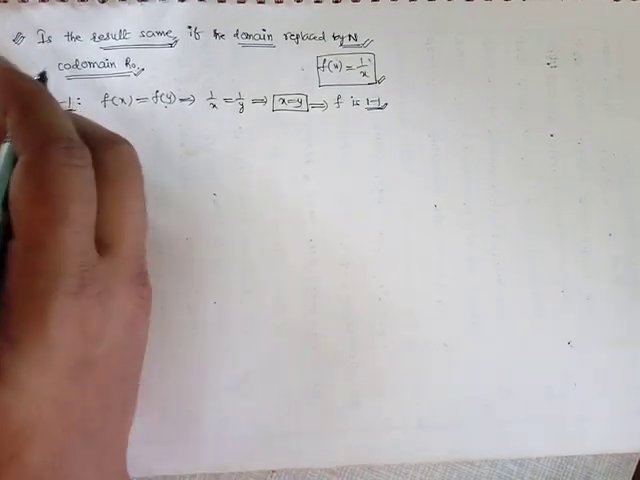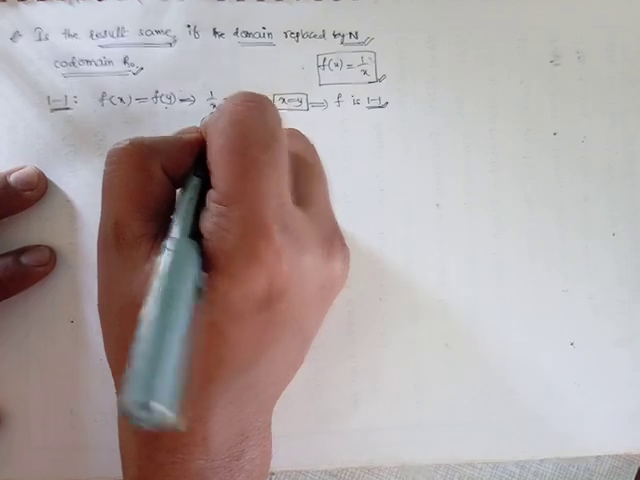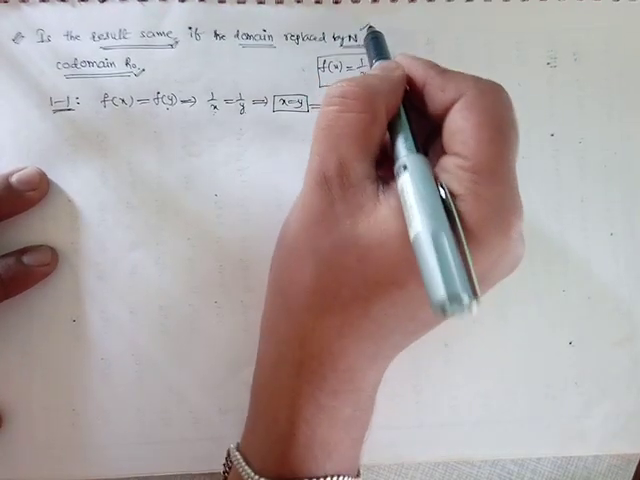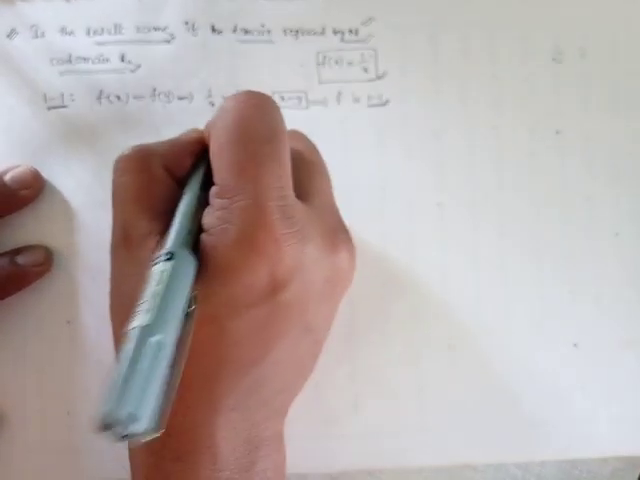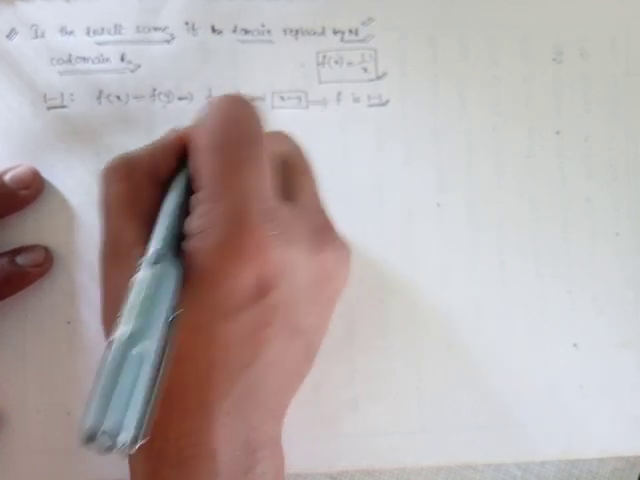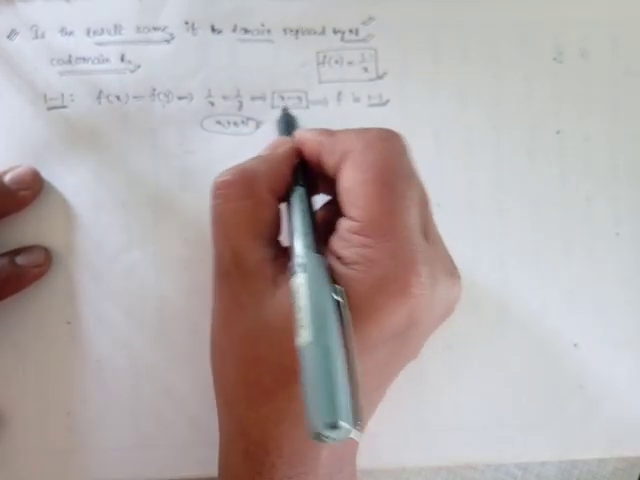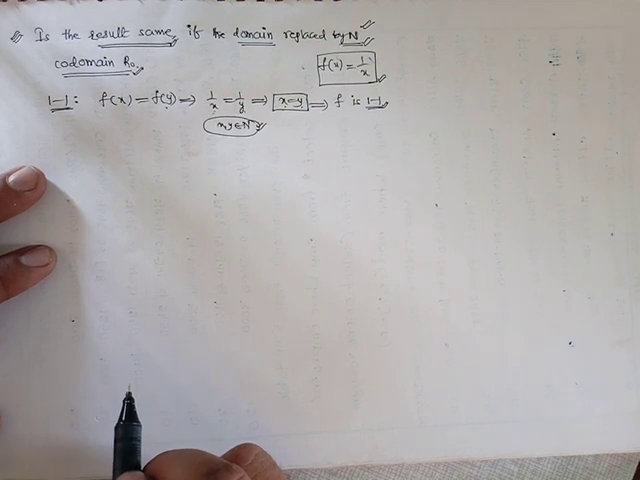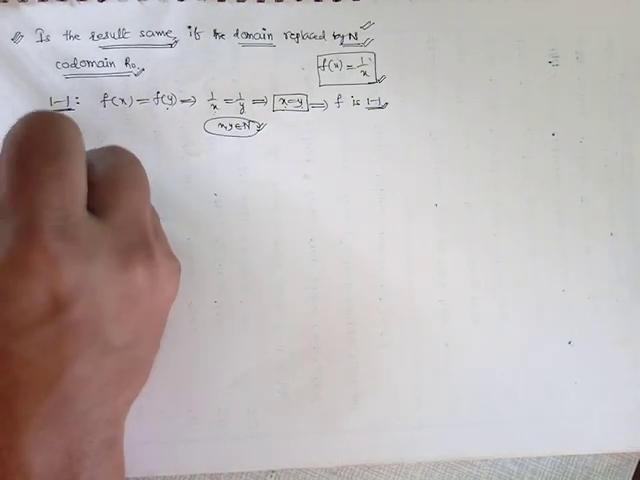Now we'll see the second one. Because 1 by x and 1 by y both are coming from the natural numbers, x and y both are coming from the natural numbers. Then it can be taken as x is equal to y directly. And coming to the next, the onto case.